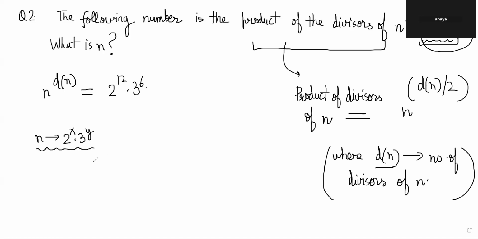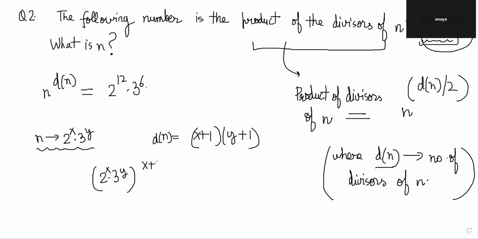Okay. Then what? So then you get that dn is equal to x plus 1 times y plus 1. So then you plug that in. So you say 2 to the power x times 3 to the power y, all of that to the power of x plus 1 times y plus 1, is equal to 2 to the power 12 times 3 to the power 6. And then you multiply those exponents.